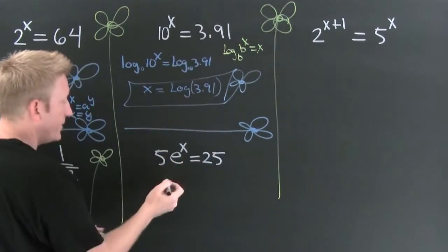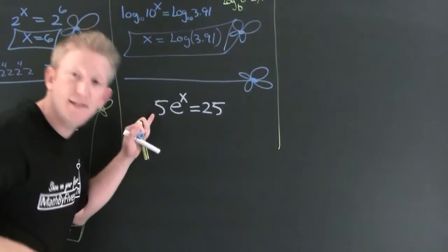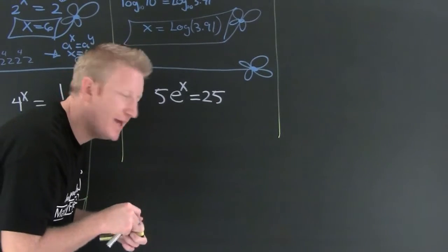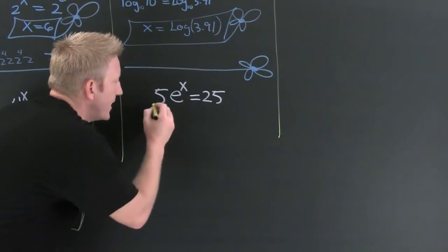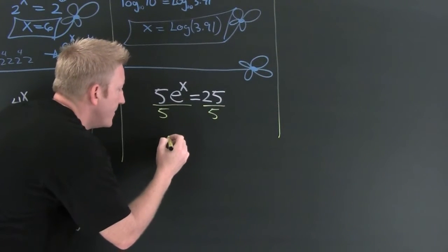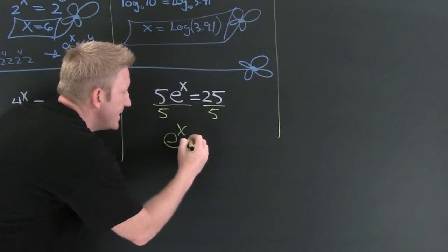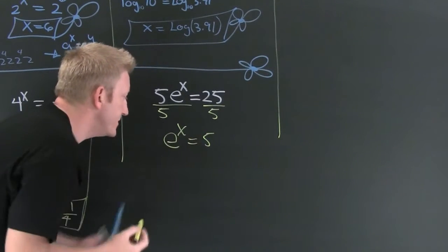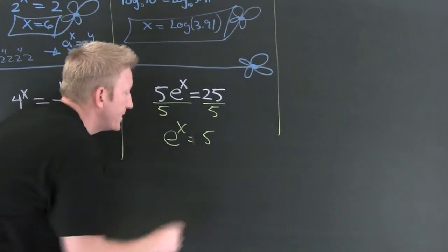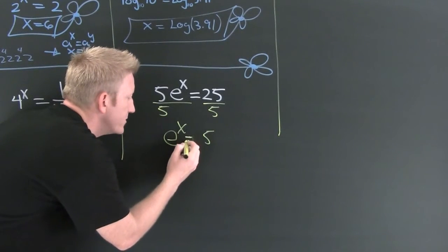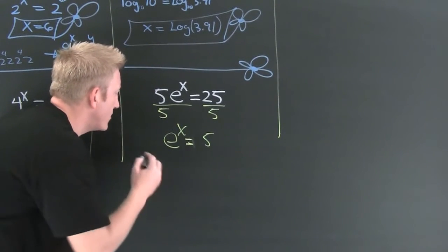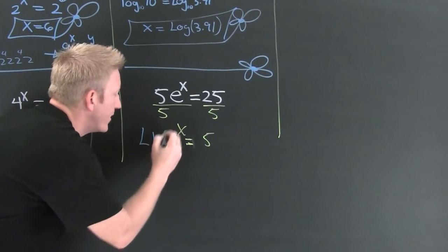Down here. Oh no! I see I can still use that logarithm property, but I need to isolate my base. So then I divide each side by 5, and then I'm going to have e to the x is 5. Now I need to use the appropriate logarithm. Which log do I want to use on the left? I want to use log natural, the natural logarithm.